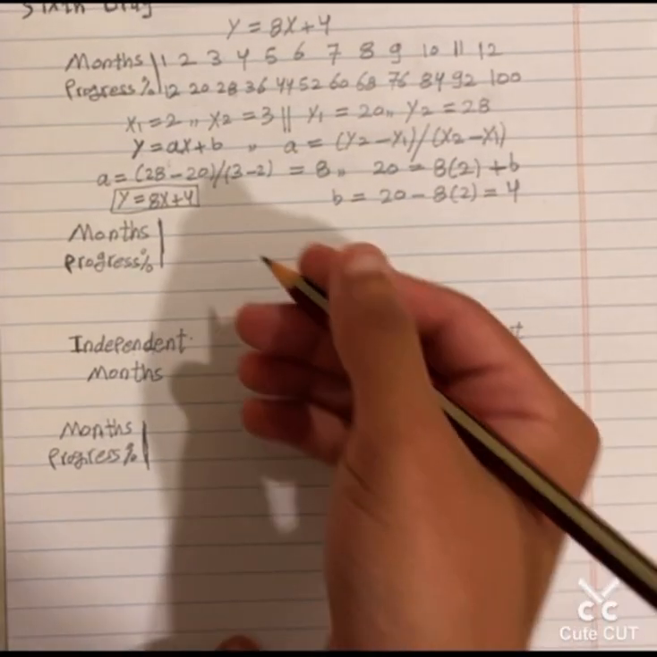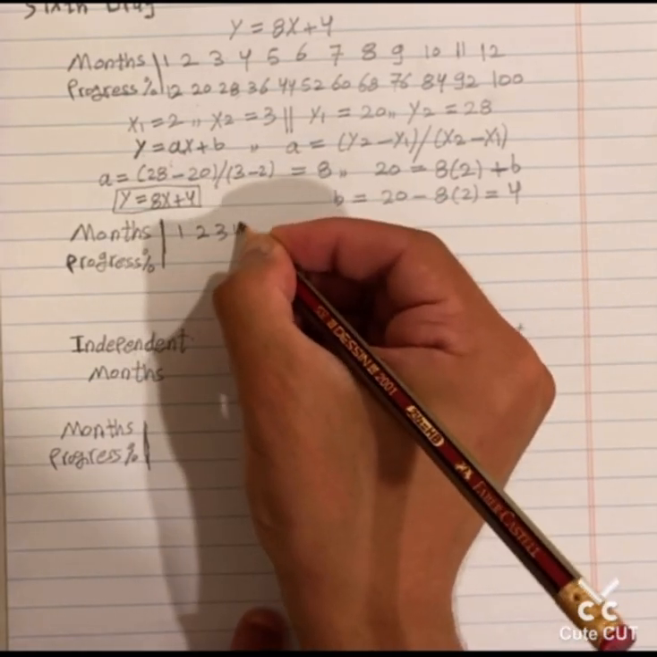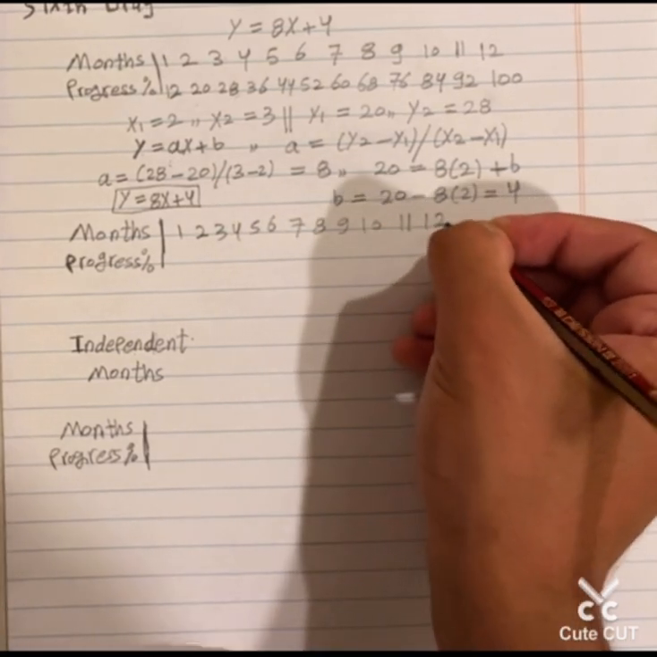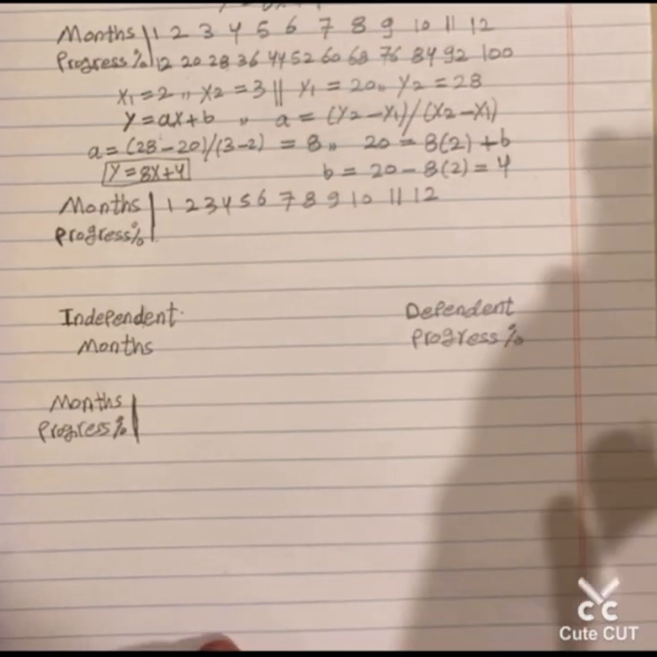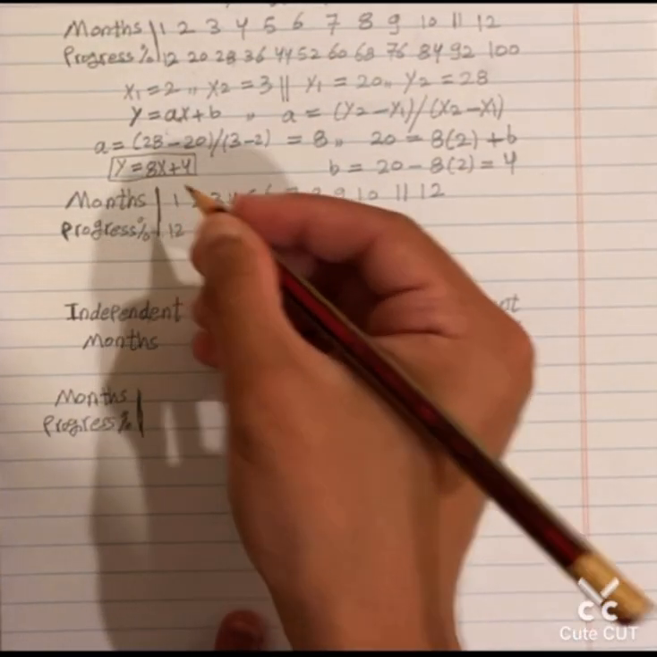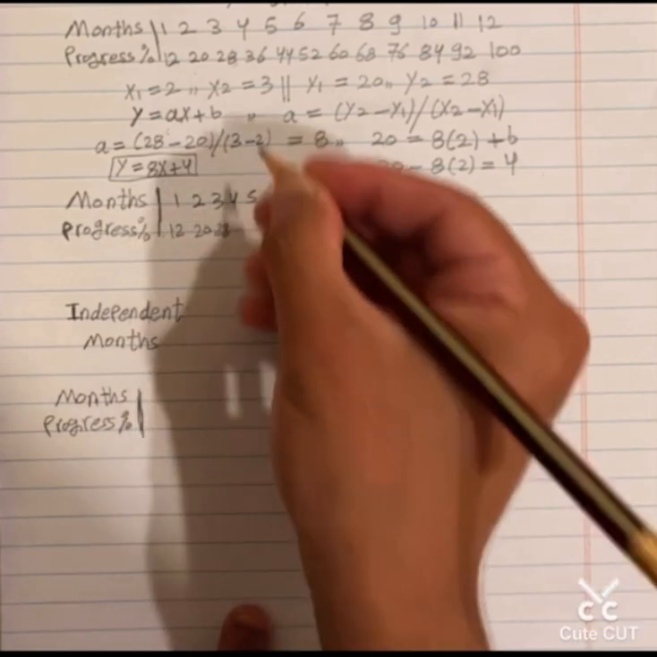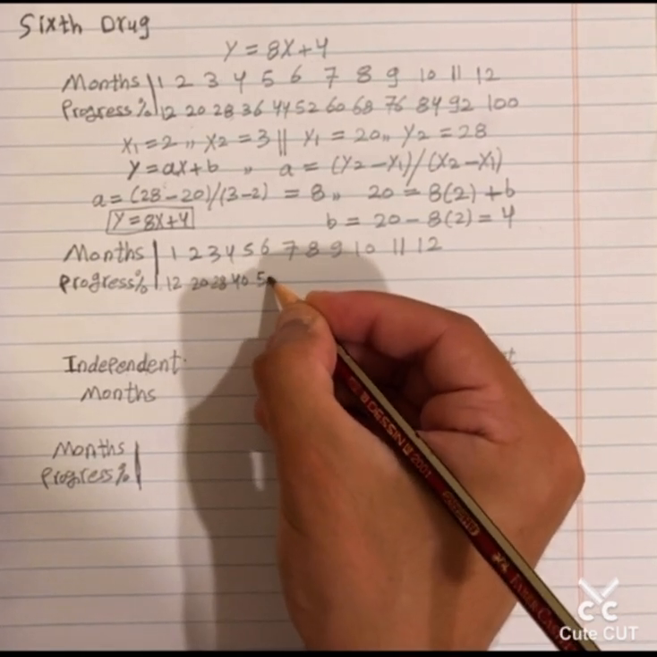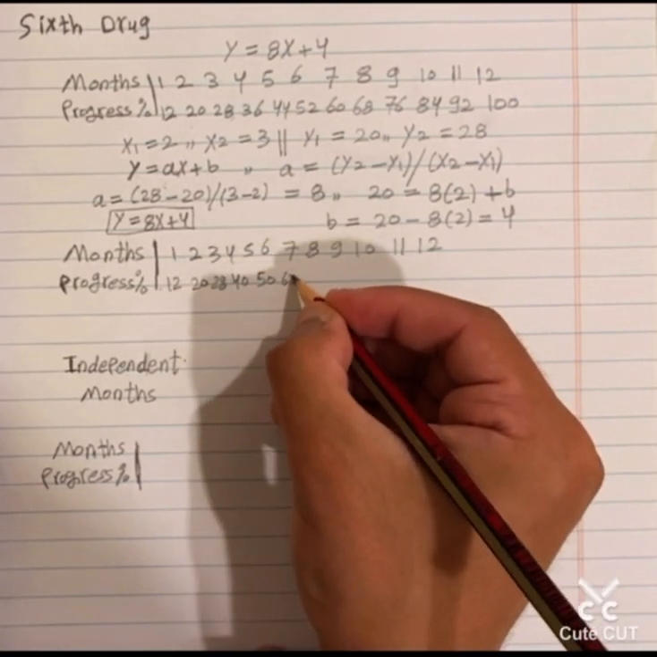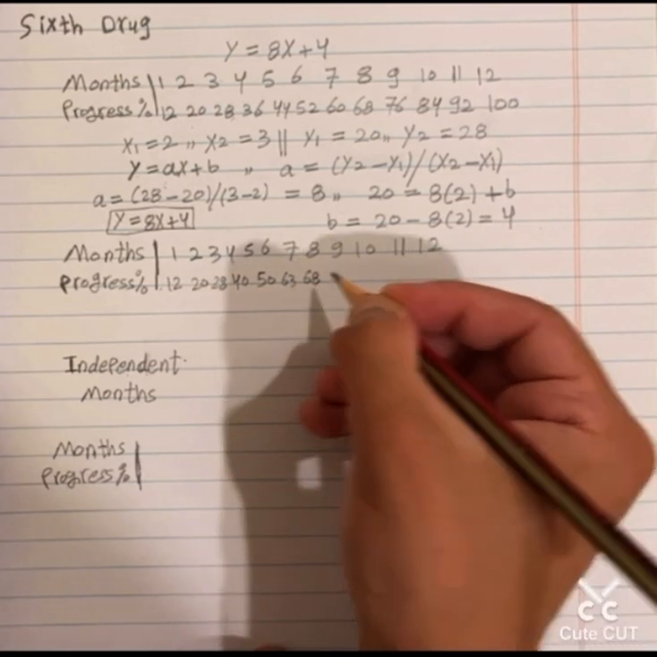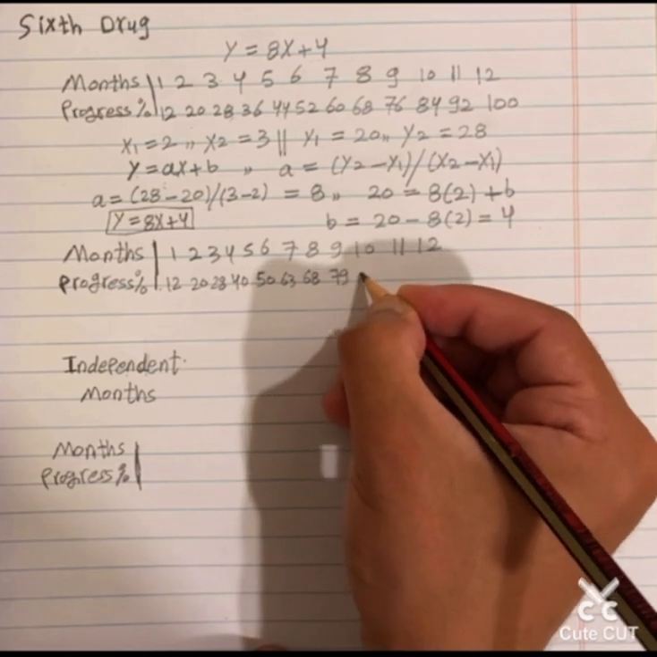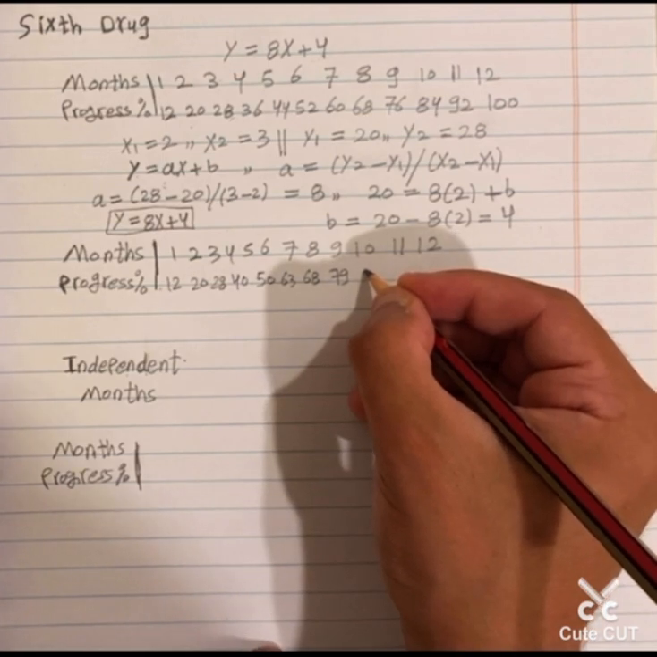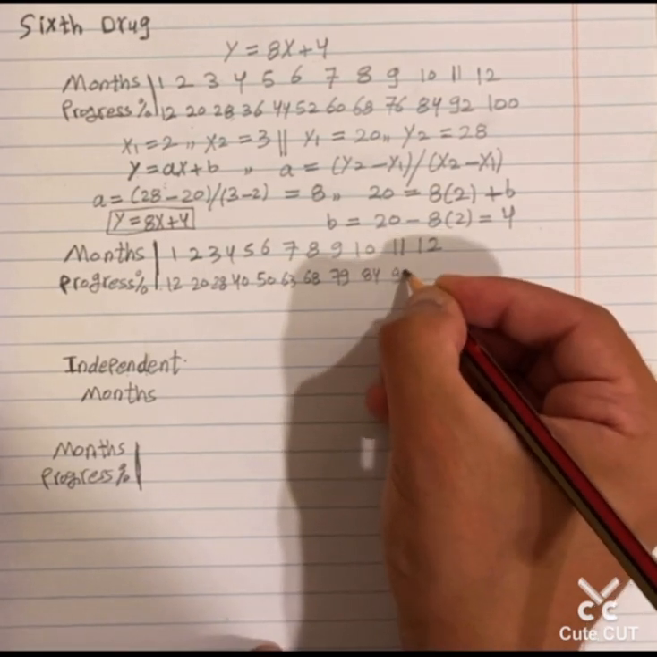For the close enough linear case, again months 1, 2, 3, 4, 5, 6, 7, 8, 9, 10, 11, and 12. But the numbers, if you remember in the progress, were different. It was 12 here, the same, 20, 28, but here 40, then 50, then 63, 68, 79, just as the example that we showed in the Excel, 84, 92, and then 100.